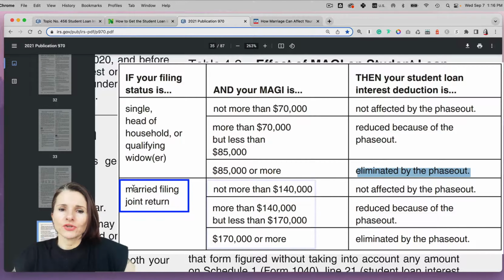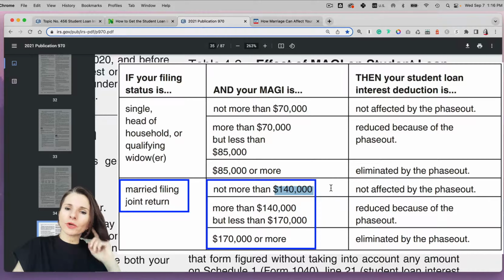For married filing jointly, now the phase-out is up to 170. So if you make less than $140,000 and you're married filing jointly, you can deduct the whole amount. If you make over $170,000, you can't deduct any of it. And between those two numbers, there's a reduced amount.